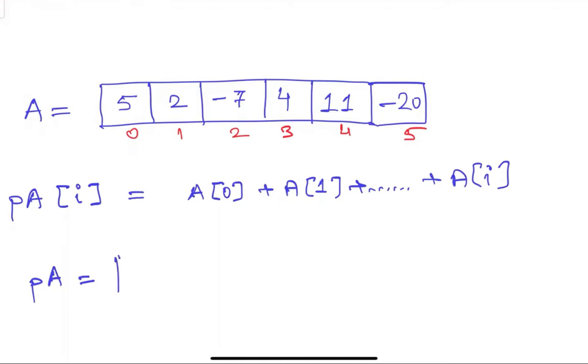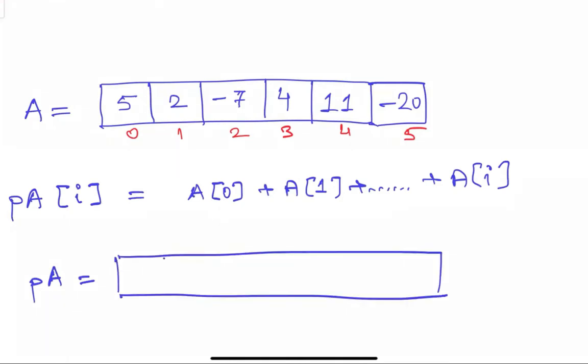then you can visualize that at the 0th index, what value are we going to keep? 5. Yeah, because the first element is the sum of its own. Second index? 7. Third index? 0.